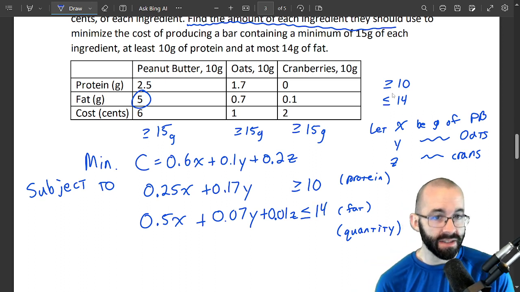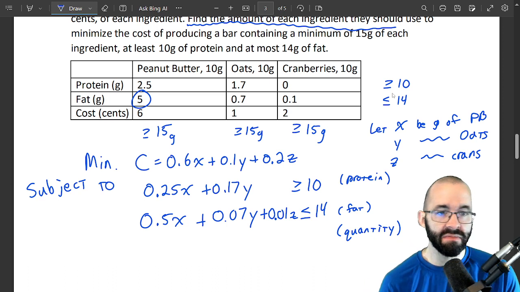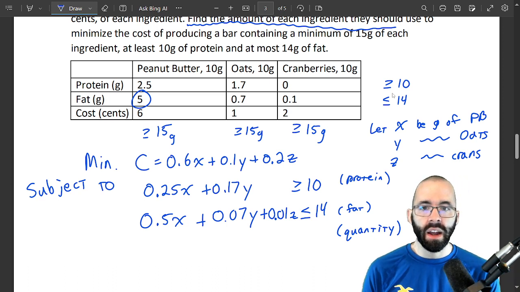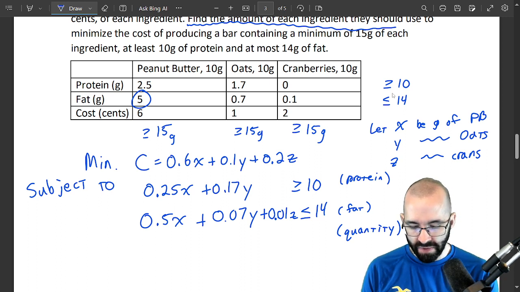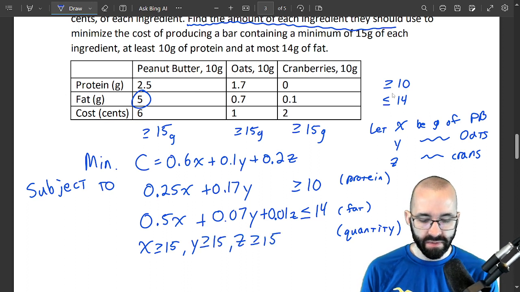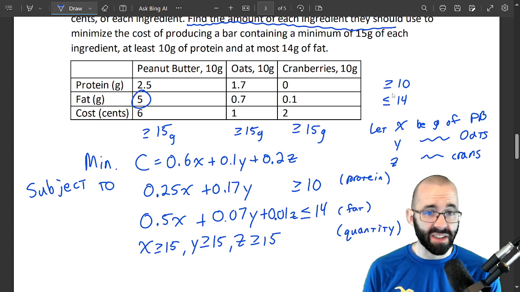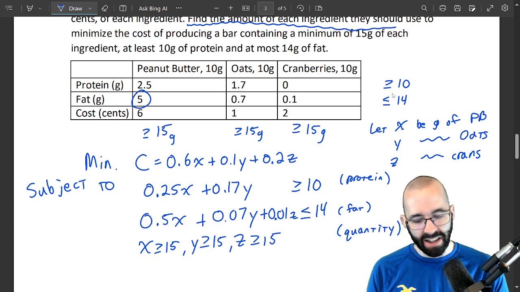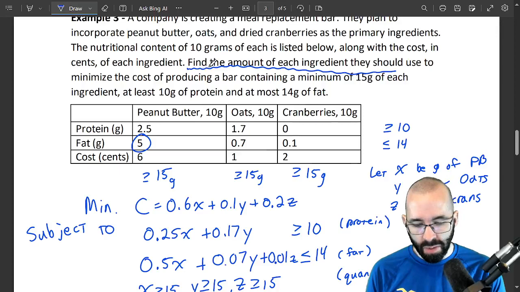Oh, so one's a greater than sign, one's a less than sign. That's fine. All right, and then we do need 15 grams of each ingredient. So the grams here, at least 15. Grams here, at least 15. Grams here, at least 15. Oh, so that one's kind of nice. All right, let's double check that we've incorporated everything.